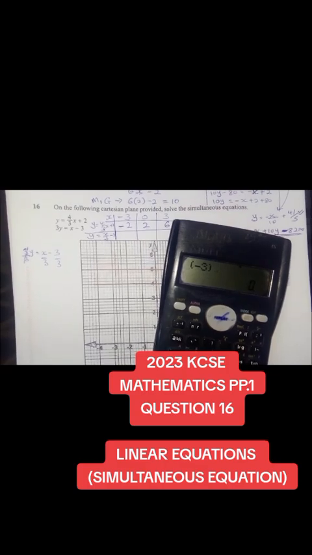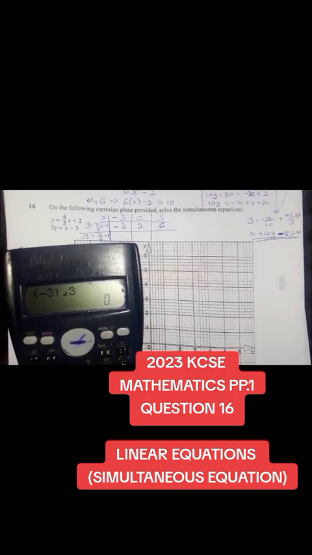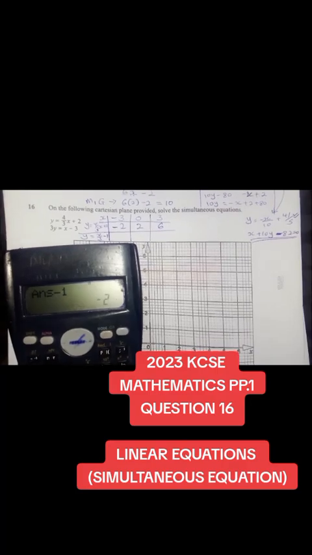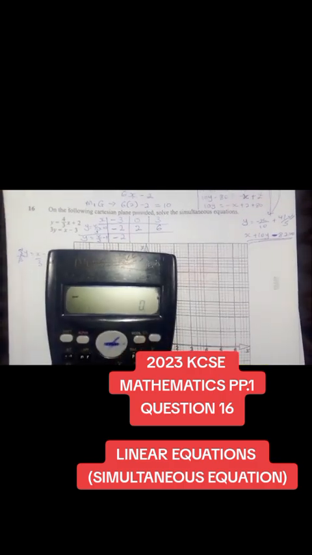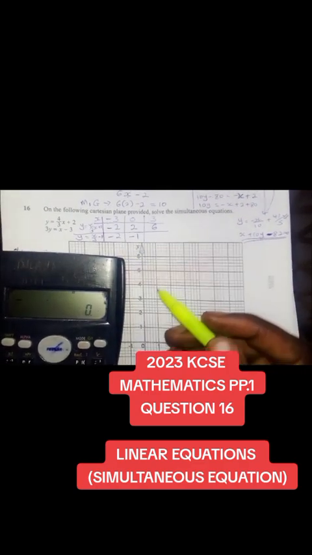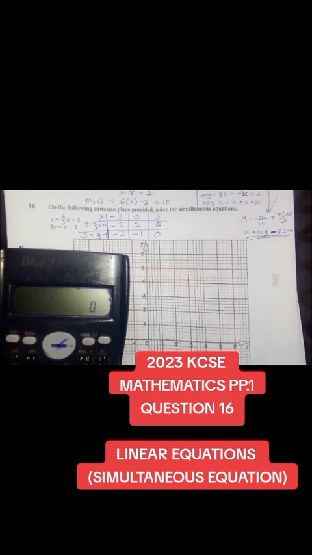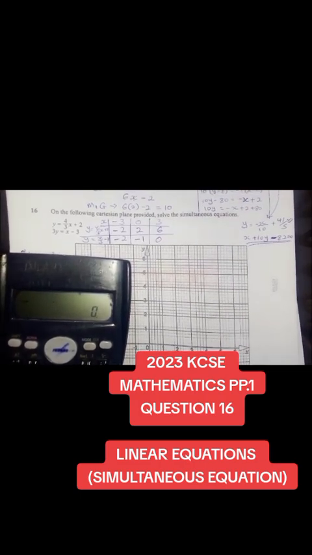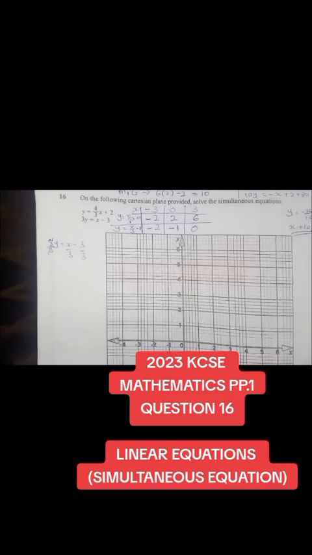In the second equation, I'm going to take negative 3 over 3, then the answer I get is negative 1. So here I also have negative 2. Then I have 0 divided by 3, which is 0. Here I have negative 1. Then 3 divided by 3, that is 1 minus 1. Here I have 0. Yeah, so that is all I have. And this is how I'm going to fill my table using the values I have.